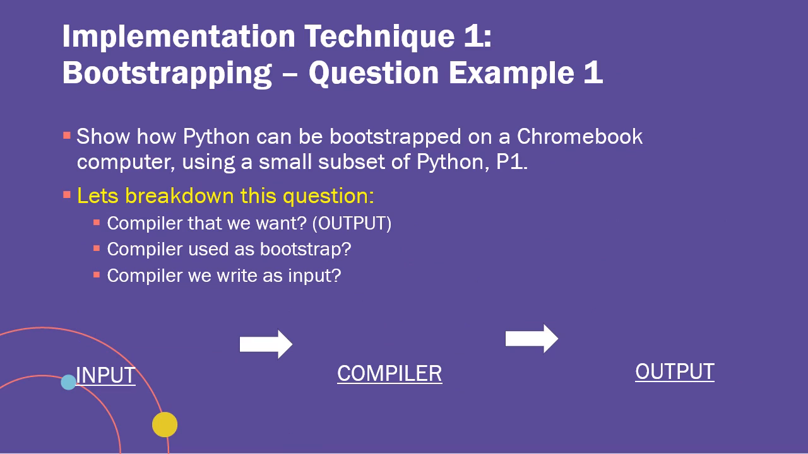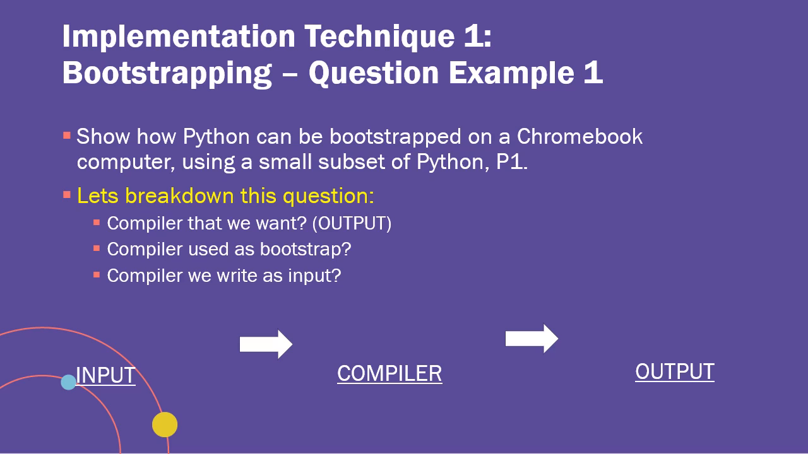So bootstrapping is the process of using an existing compiler for that particular machine to come up with another more sophisticated and modern compiler. Now let's take a look at the type of sample question that you might have to answer. Show how Python can be bootstrapped on a Chromebook computer using a small subset of Python, P1.